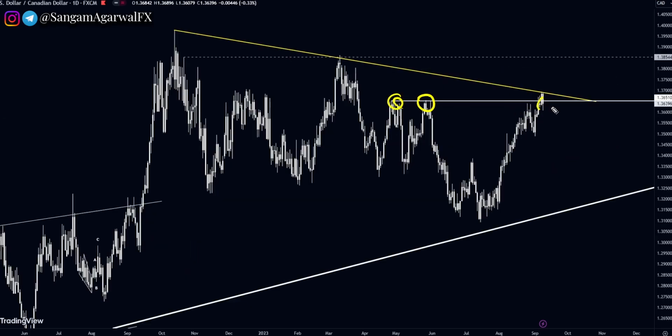USDCAD daily time frame, it is breaking this static horizontal resistance and a dynamic trend line. So two types of resistance at the same place. If the trend line also breaks, then the next resistance will be 38,544. So this is your last resistance, you can say. If you want to sell at the current price because of horizontal and dynamic resistance, then you have to use SL, and you have big news this week.